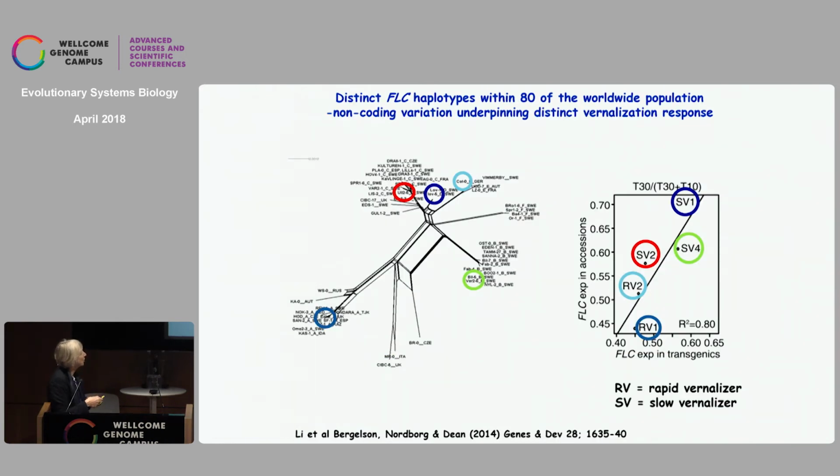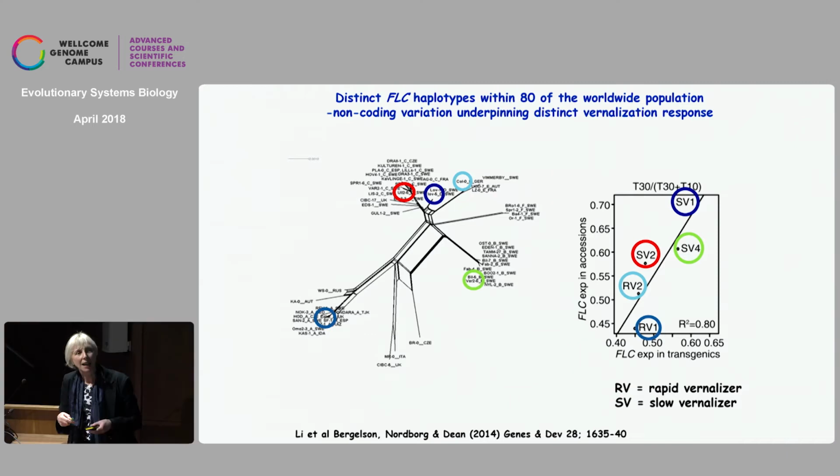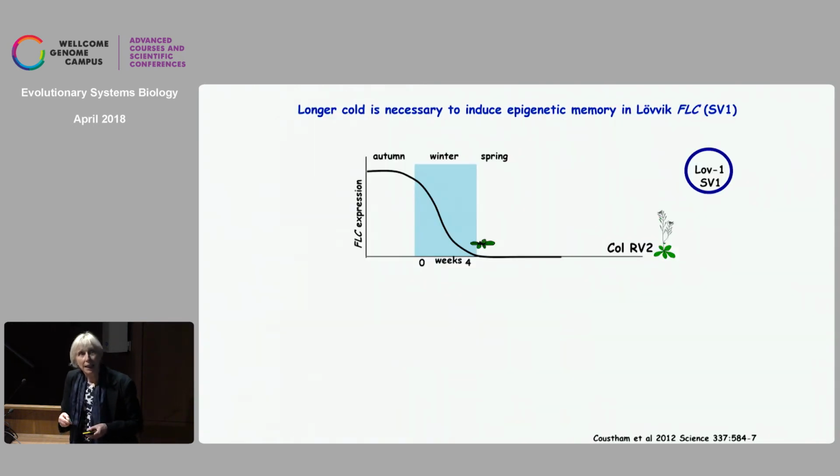So where we got to was that there are these FLC types which seem to have a phenotype, and they're distributed around the world. So I'm going to talk about two that we know so far. This one here, this haplotype, and this one here. So this one is the first one. It was collected from northern Sweden. There's quite a small number of these.